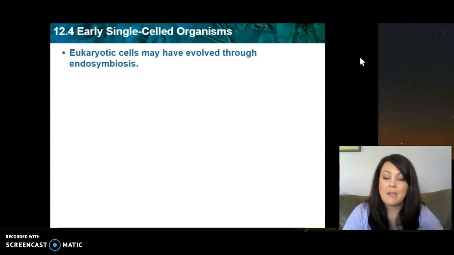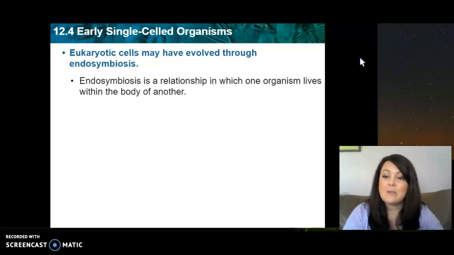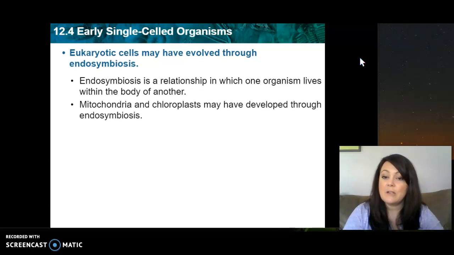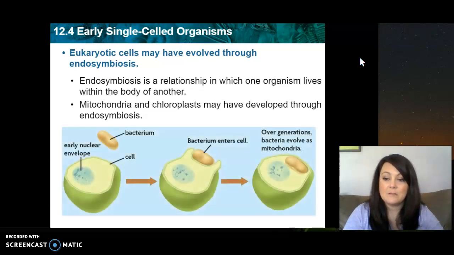Eukaryotic cells may have evolved through a process called endosymbiosis. Endosymbiosis is a relationship in which one organism lives within the body of another. Mitochondria and chloroplasts may have developed through endosymbiosis.